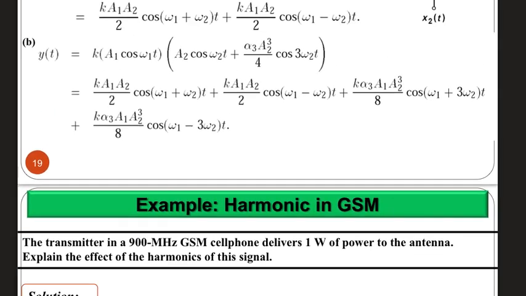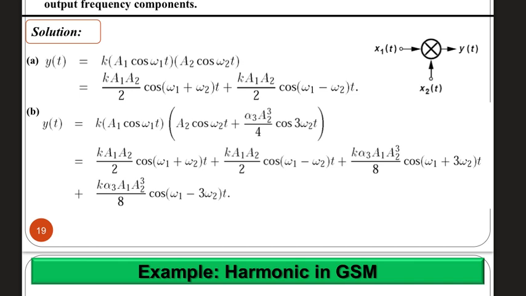Why are we having only harmonics of omega 2? Why not the harmonics of omega 1? Because omega 1 does not have nonlinearity. Omega 1 was in without any nonlinearity. It says that the second input suffers from nonlinearity. So we only consider squaring this one. We only consider this one.